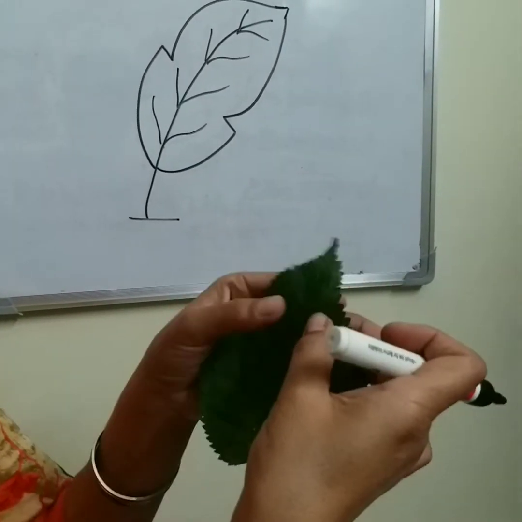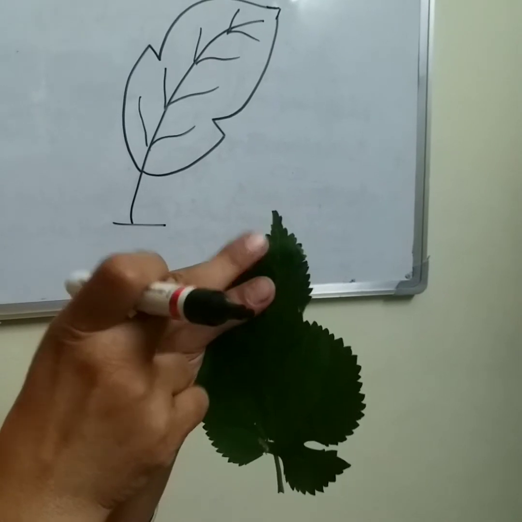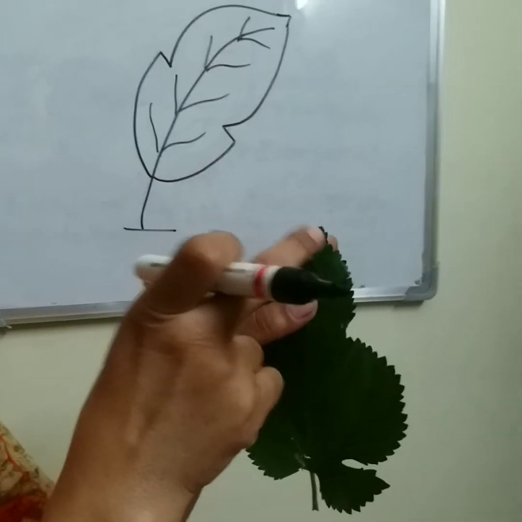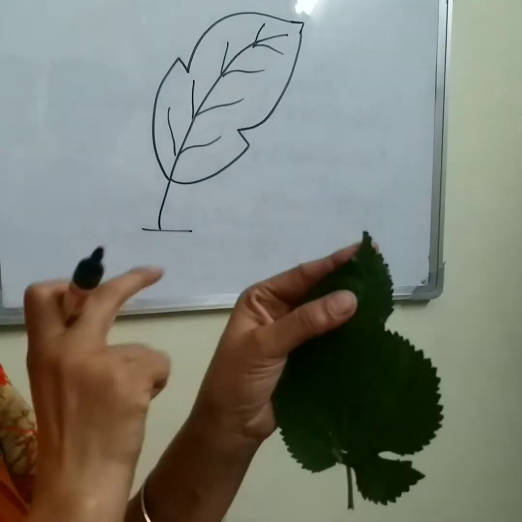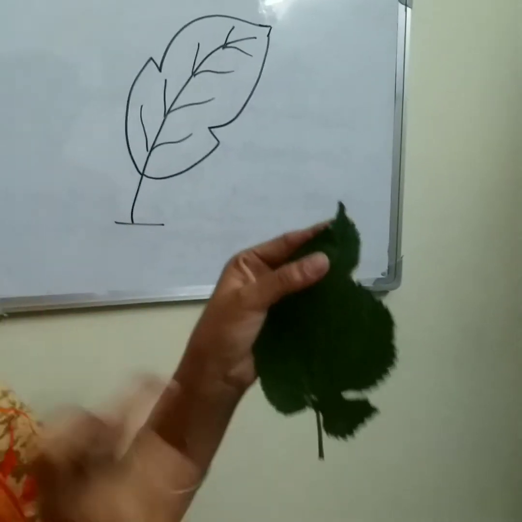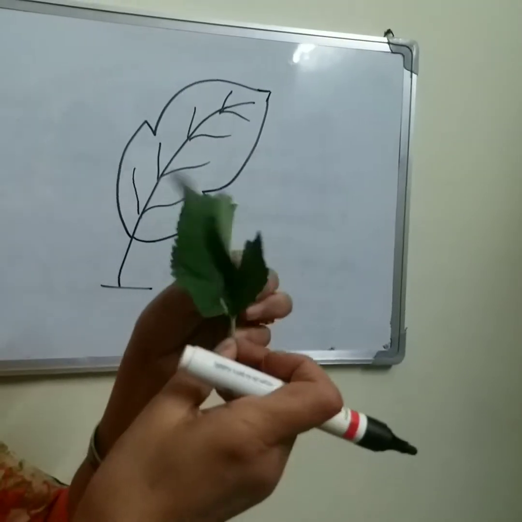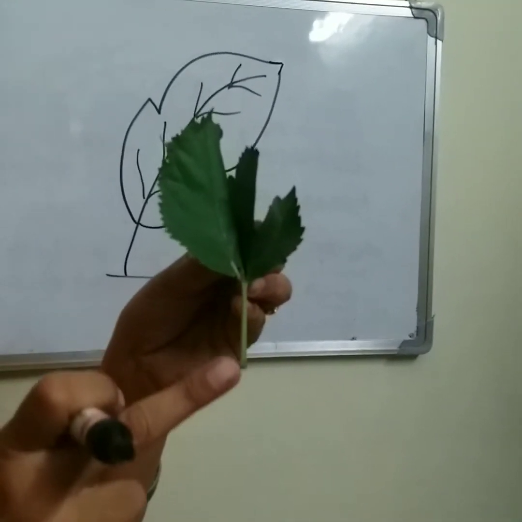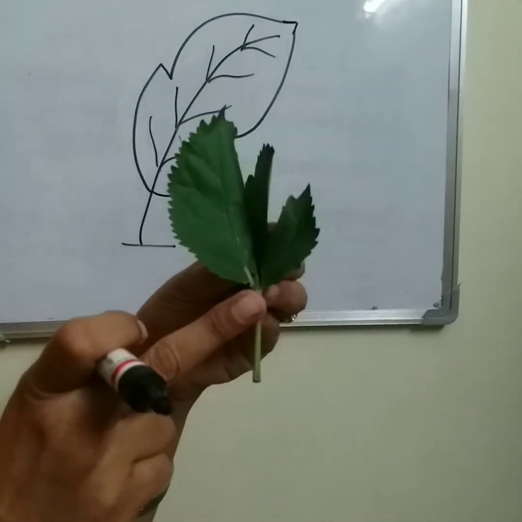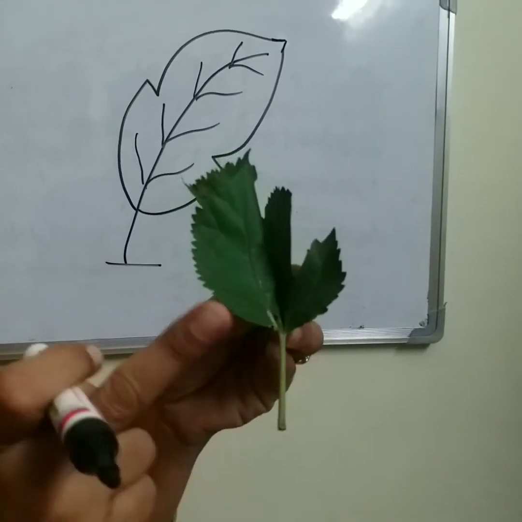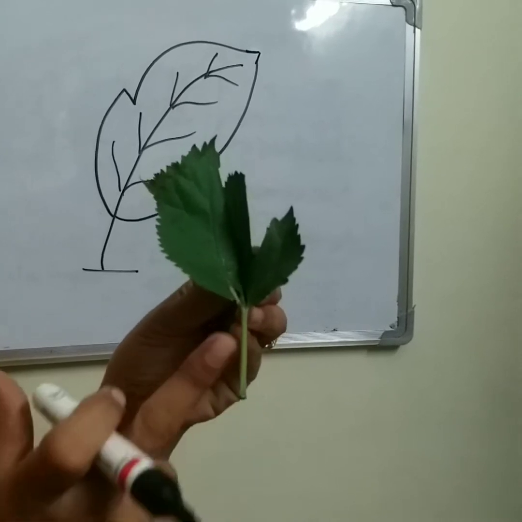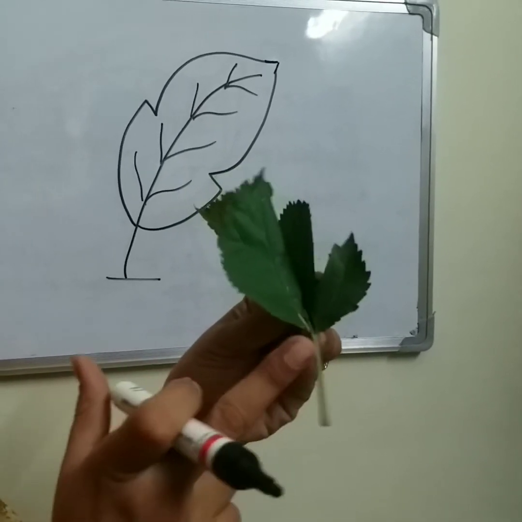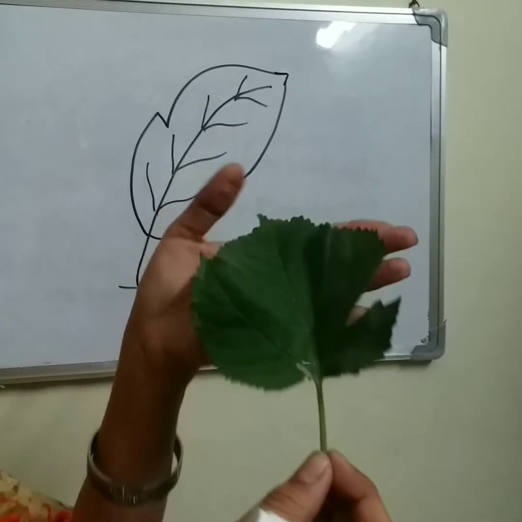Now see the tip of the leaf. This tip of the leaf is known as the leaf apex. Now you can see a stem-like structure through which the leaf is attached to the stem or branch. This part of the leaf is known as the leaf stalk.